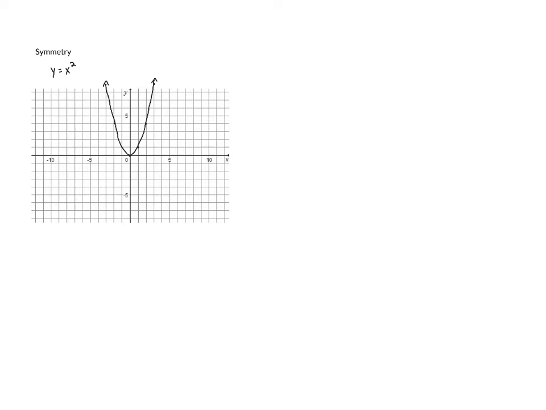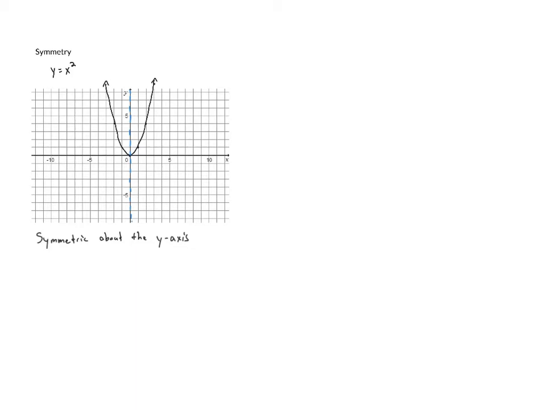and this graph exhibits a very particular type of symmetry. This graph is symmetric about the y-axis. And I will draw in a little dashed line for the axis of symmetry. I'm going to do it in blue instead of black so that you can see it a bit better. Hopefully that helps. So this is symmetric about the y-axis.